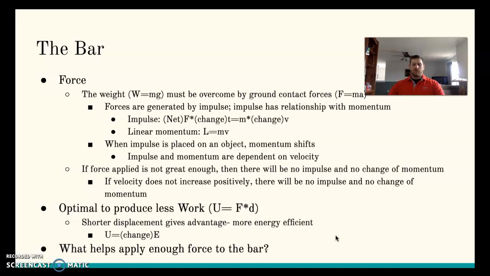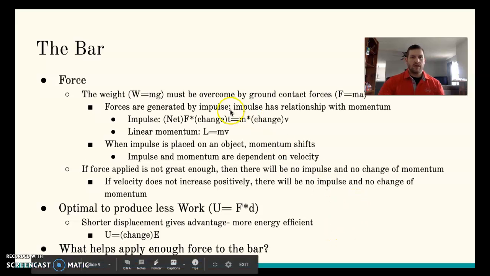So let's talk about force applied to the bar. The weight must be overcome by ground contact force, which is what we're putting into the ground, right? So forces are generated by an impulse, and this has a relationship with momentum, right? It's actually very similar to the force velocity curve that I referenced earlier, where force affects the impulse. It's the net change in force over change in time, right? And momentum is the mass times change in velocity.